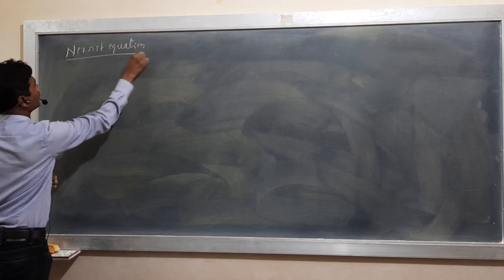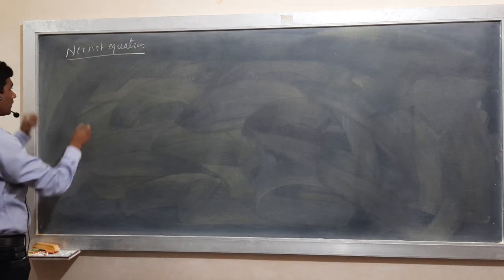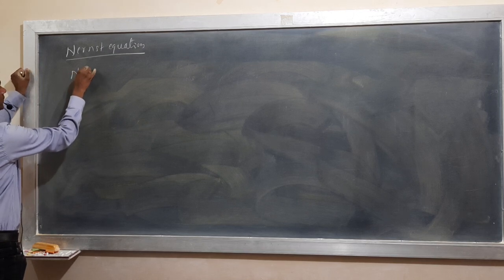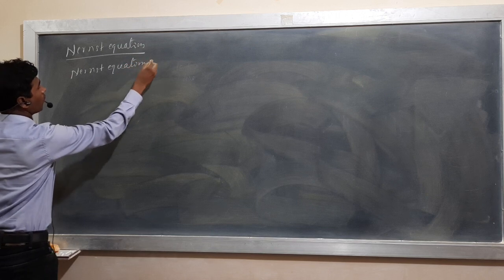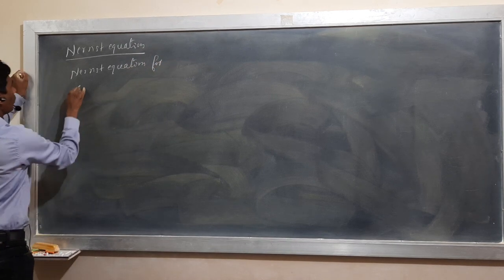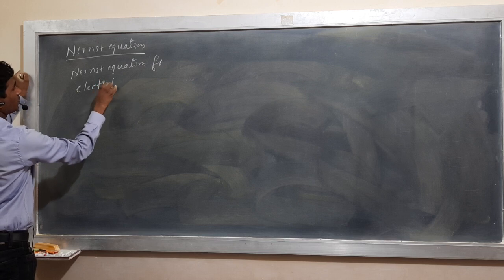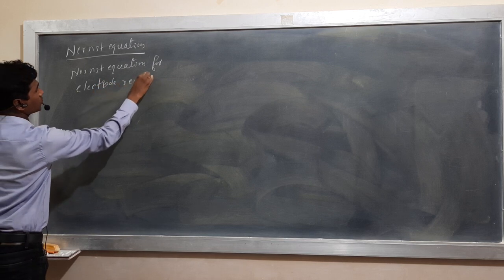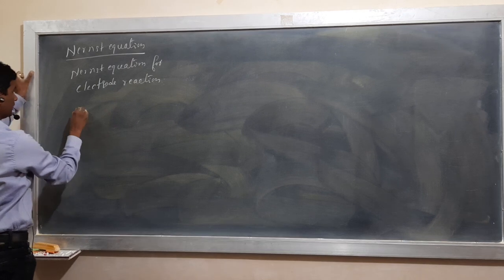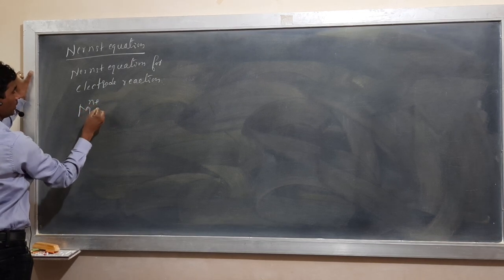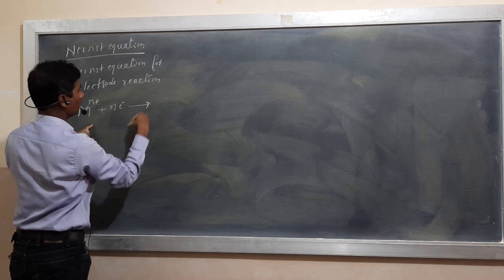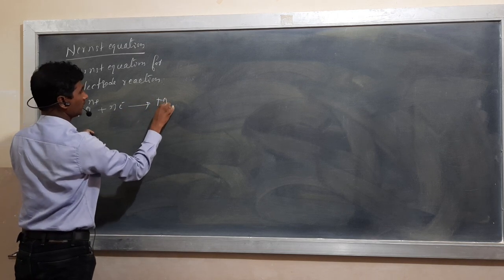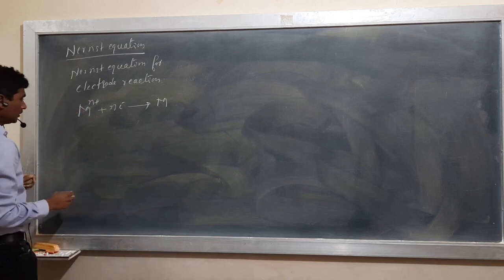Next is Nernst equation. Nernst equation for electrode reaction. Yes, I can write. This is the metal ion by adding n number of electrons. Metal ion undergoes reduction. It gives what? Metal.